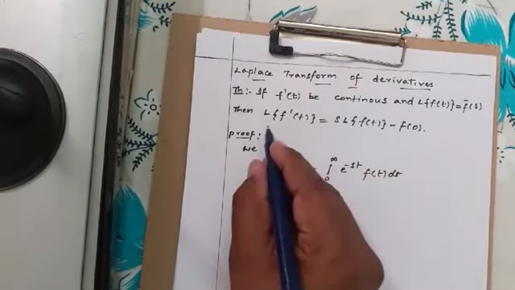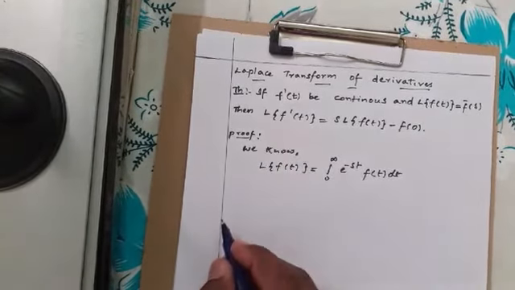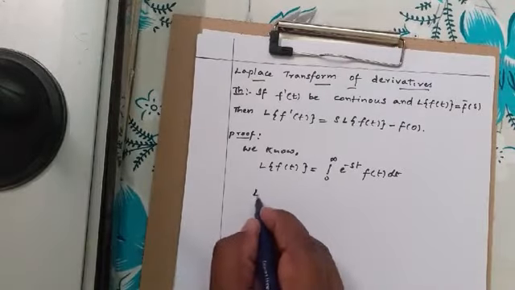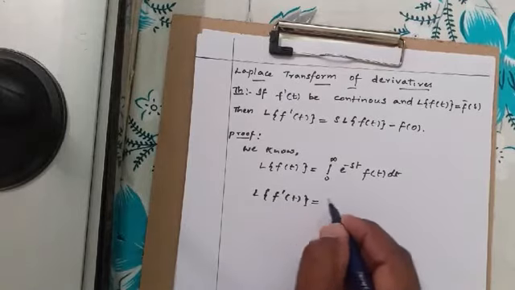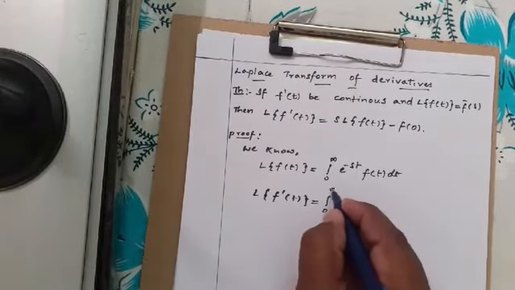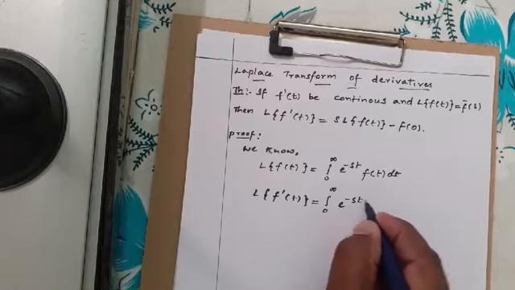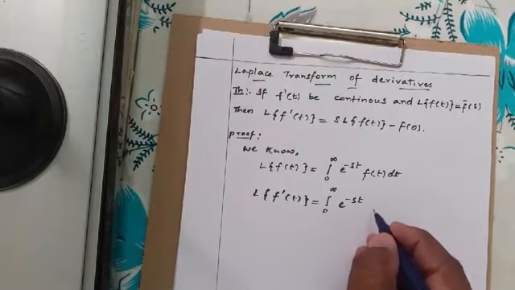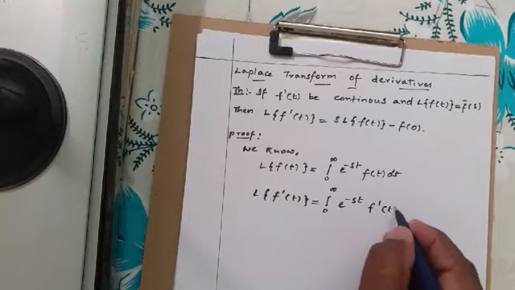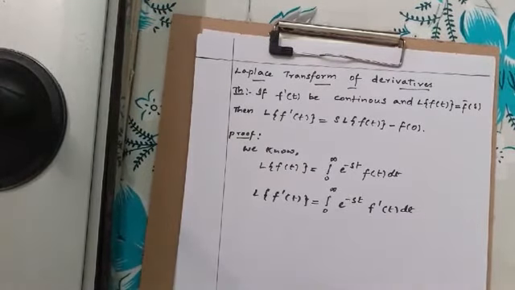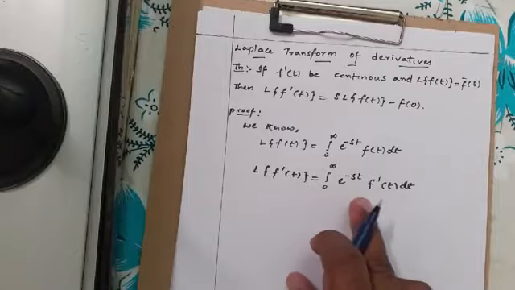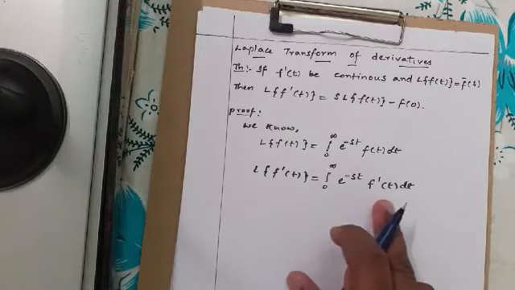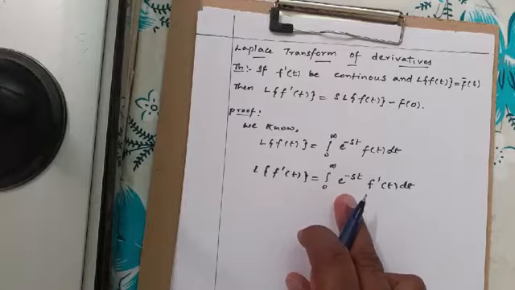Now we have to find Laplace of f dash t. When you write Laplace of f dash t, it is equal to the integral from 0 to infinity of e power minus st, and in place of f of t we write f dash t, dt. After writing this, you can see we have the integral of u dv, so we have to use the integration by parts formula.